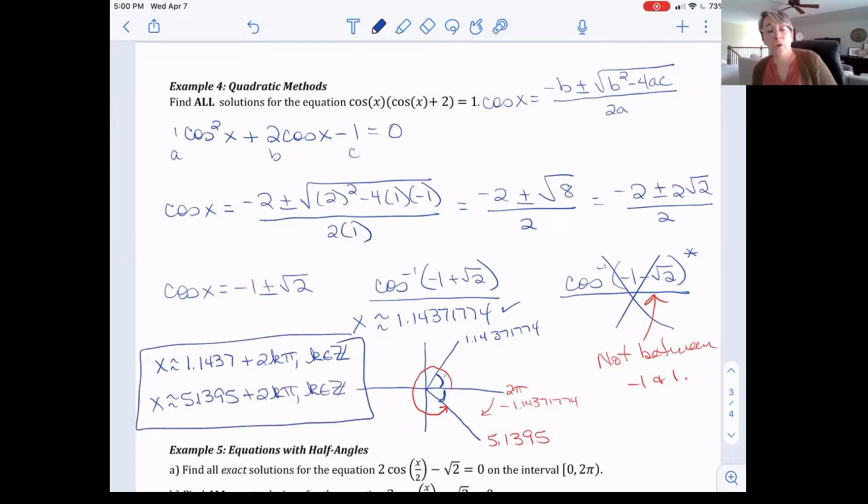So remember, when you're having to use the inverse function, cosine inverse or arc cosine or sine, to find a value, it's only going to give you the value in one of 2 quadrants. So we may need to find an equivalent value in another quadrant. So you always have to look.